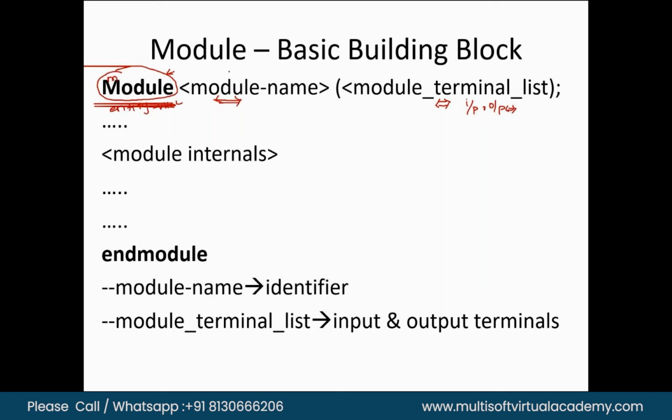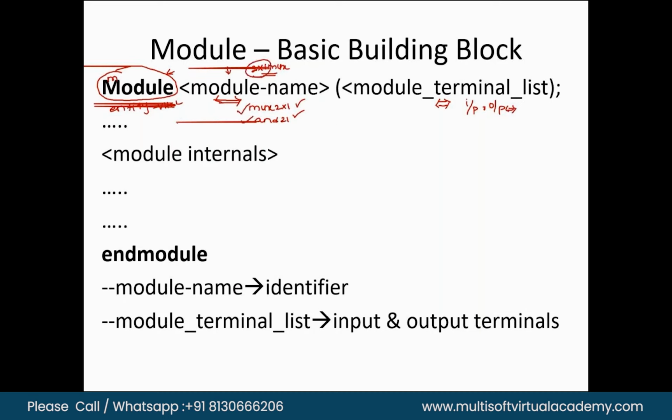So when you are defining this module name, you should not start with numbers. Suppose it is a 2 cross 1 mux, you should not start your module name like 2 cross 1 mux. Always you have to start with an alphabet, like mux 2 cross 1 or and 21. You should not start with a number, always start with alphabets.